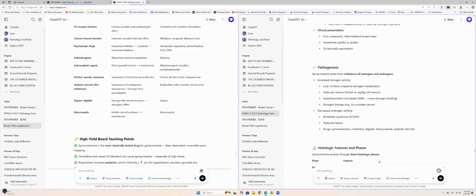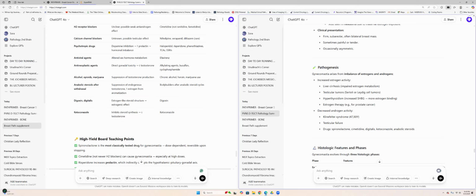Gynecomastia arises from an imbalance of estrogens and androgens. Increased estrogen activity can result from impaired estrogen metabolism. Liver cirrhosis can impair estrogen breakdown, and therefore increase the amount of estrogen acting. What testicular tumors can cause gynecomastia? Certainly Leydig cell tumor and Sertoli cell tumor. Leading, I don't know, but I would say certainly Leydig cell tumors. But they wrote it there, so we can believe them.